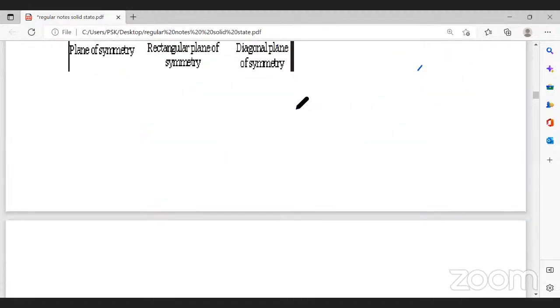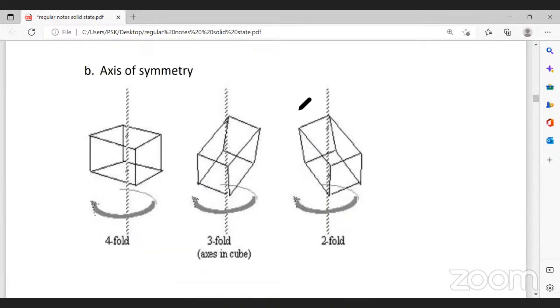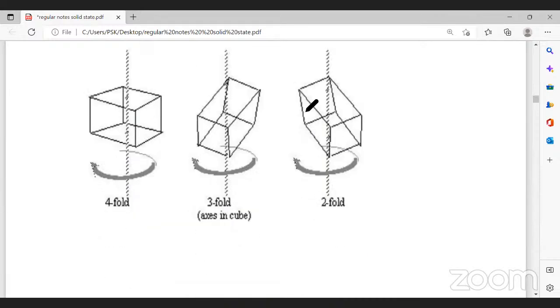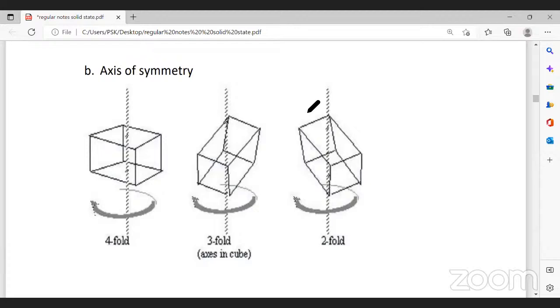Continuation of this. See, the solids chapter is a little tough. So you need to concentrate on this. You need to have a lot of imagination. You should try to visualize what I'm trying to talk about, because I do not have a 3D model to represent. It's difficult. Anyways, now axis of symmetry.